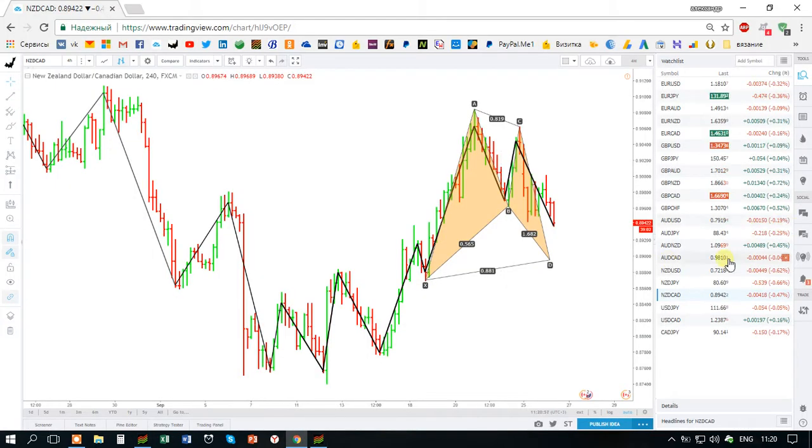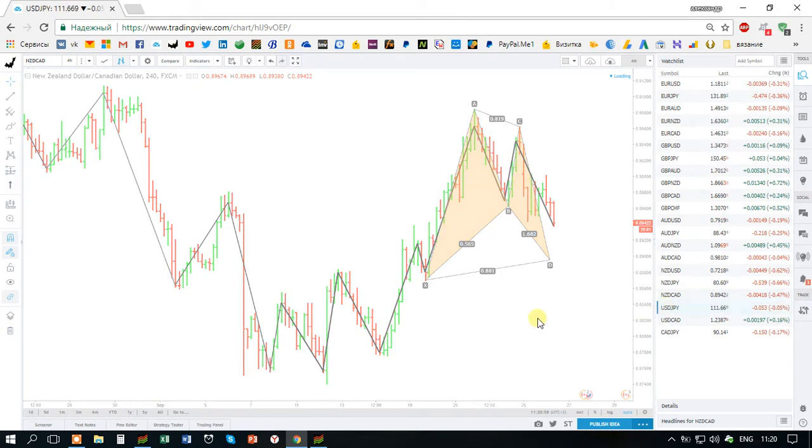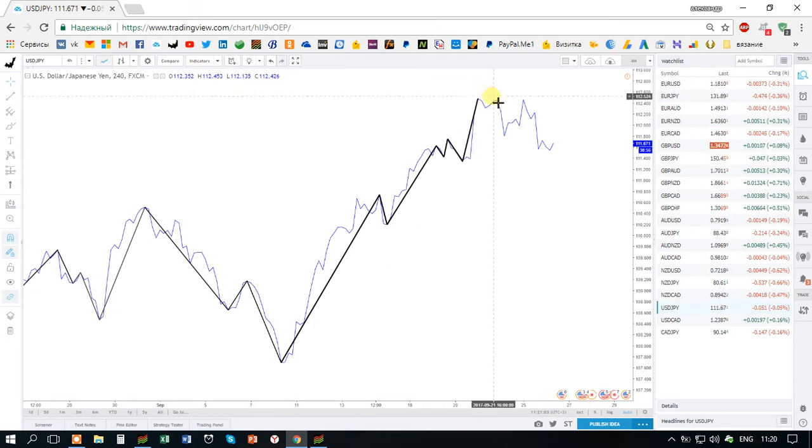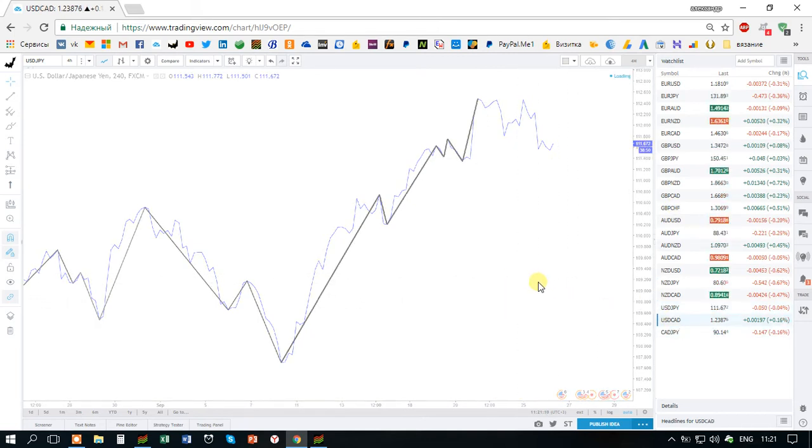Okay, let's go next. Dollar yen. We didn't violate any high, so we neither violate any low. Going next. This is called nothing here.